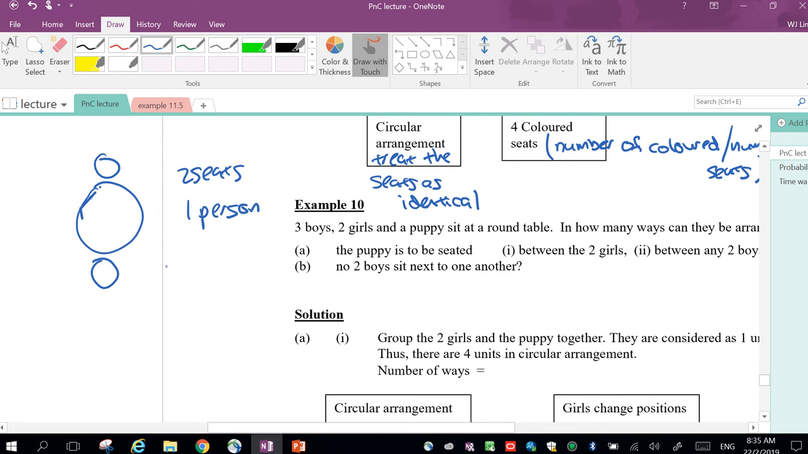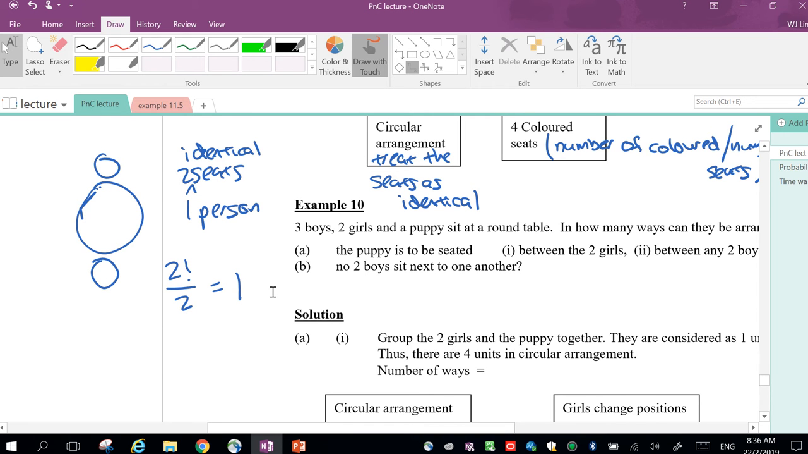What do you do? 2 factorial over 2, right? 2 identical seats, 1 person, 1 vacant, right? So 2 factorial over 2. Agree? So what's the answer? 1. So let's play. Round table, 2 seats, 1 person. Either I sit here or I sit here. It's just 1.